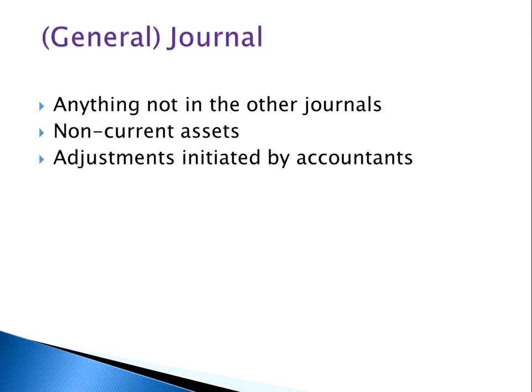Right, the general journal, as I say, covers anything not in the other journals. In particular, it will cover the purchase of non-current assets like vehicles and buildings and so on, which don't really go into the others in a convenient way. But also, if the accountants want any changes made, they will document those and it will be recorded in the general journal as the changes are made. General journal, commonly just known as the journal.